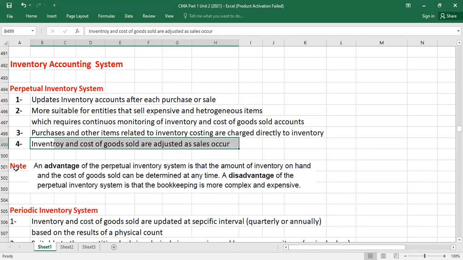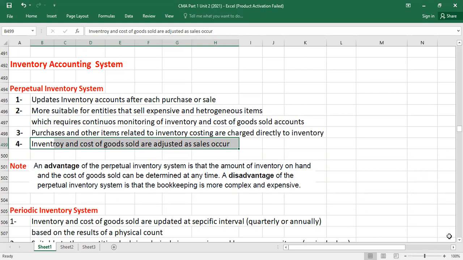So here you have an advantage. What is the advantage? The advantage of the perpetual inventory system is that the amount of inventory on hand and the cost of goods sold can be determined at any time. Yes, it is true, because you are updating your inventory system continuously. So at any time you can find out the amount of cost of goods sold also. And what is the disadvantage of the perpetual inventory system? Bookkeeping is more complex and expensive, because you have to have good software, plus you have to record each and every transaction into the system, which will be more complex.